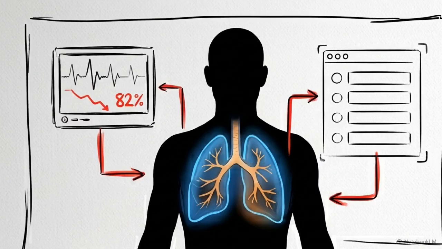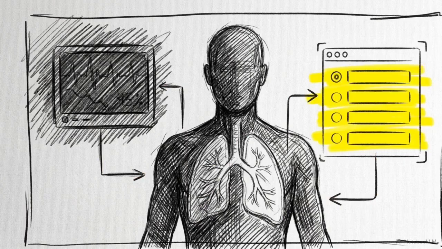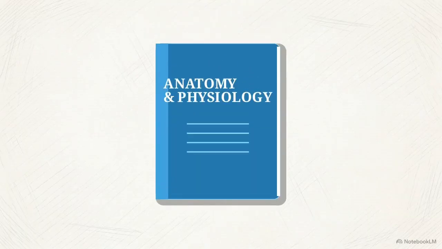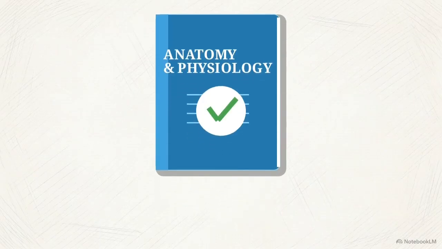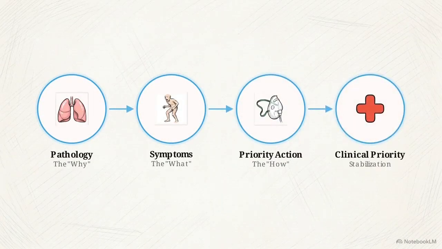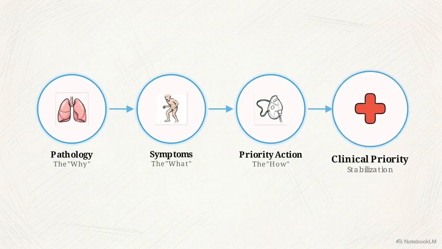But in nursing school, you don't evaluate a crashing patient at the bedside. You evaluate them through a multiple-choice question. The physical urgency is replaced by 4 text options. Memorizing textbook definitions of lung diseases will help you pass anatomy. To pass clinical priority exams, you have to translate physiological facts into immediate clinical actions.